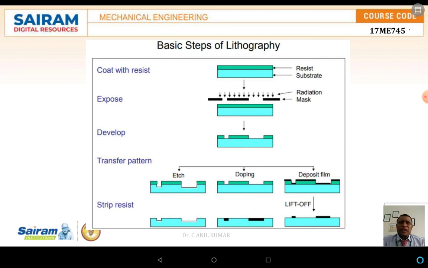In the transparent layer, if the light is exposed, the etching or the material removal in the resist takes place. Even here the pattern transfer can be done either by means of etching, or by means of doping, or by means of depositing films. These are all the different methods by which the transfer of the pattern takes place. Then after the resist is stripped, the component can be used for the application purpose.